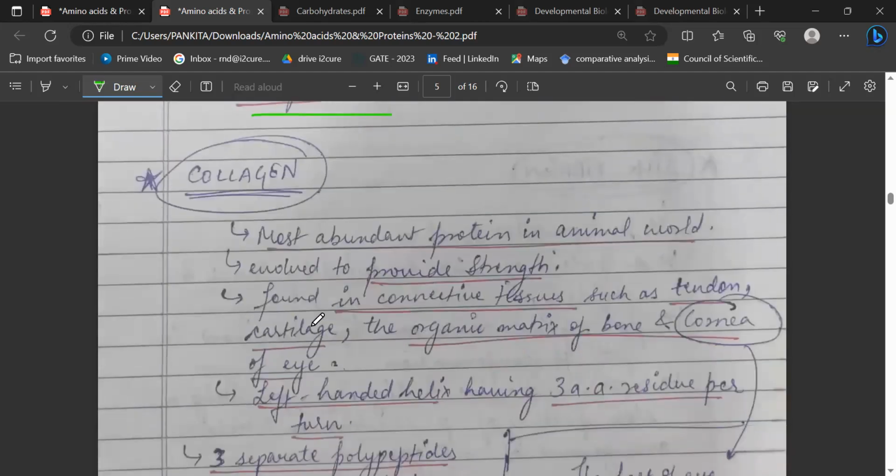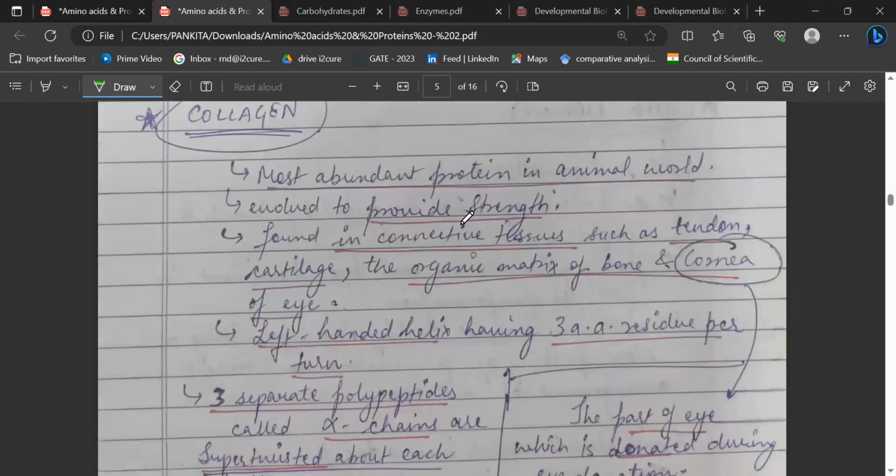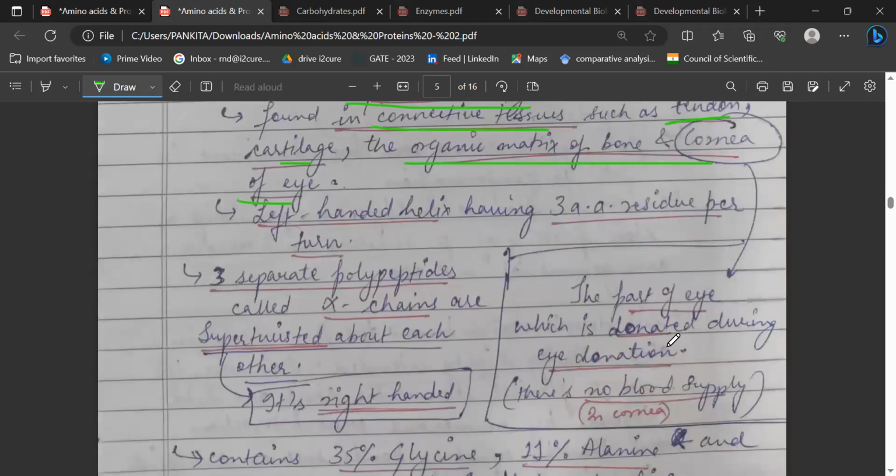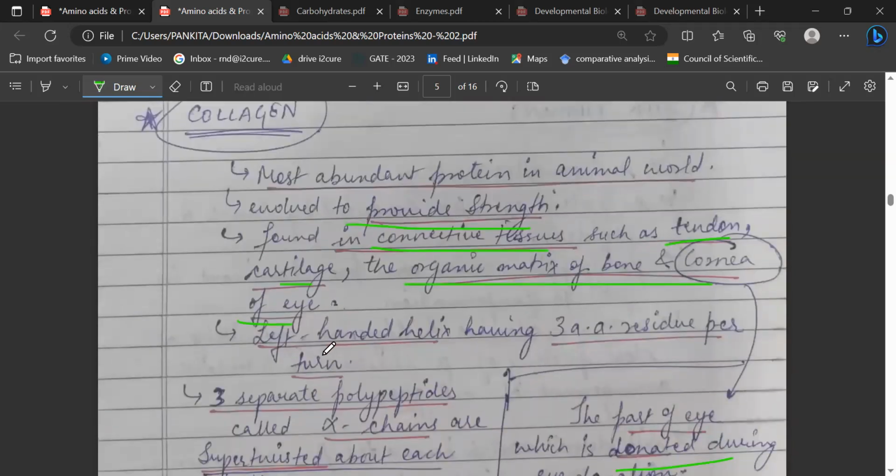Next fibrous protein is basically collagen, which is the most abundant protein in the animal world. It's obviously again for strength. It is found in connective tissue in the body such as tendons, cartilage, organic matrix of bone, and cornea of the eye. One fun fact: the cornea is the part of the eye which is donated during eye donation, since there is no blood supply in the cornea. Coming back to collagen, it is a left-handed helix.